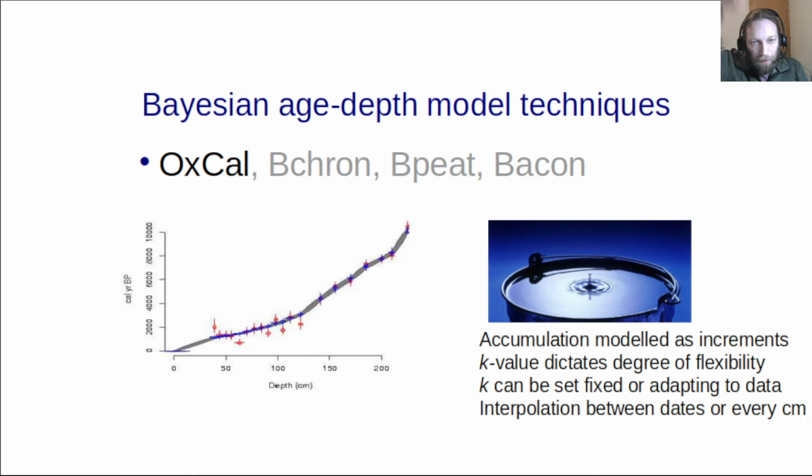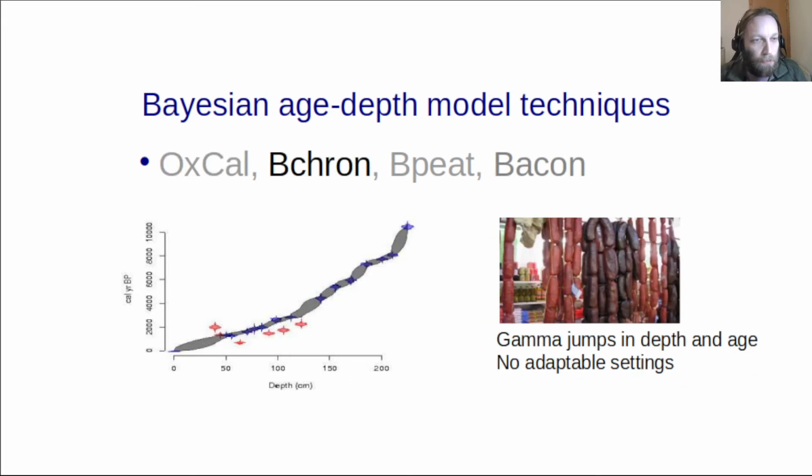Now, the P_Sequence in Oxcal mimics, in a way, drops of water falling into a bucket, and that's how the site accumulates. And there's a value k, a parameter, which you can set to be very small drops or bigger drops. So the user can set to a degree how the site accumulates. Then we've also got Bchron, where there are mostly no user-definable settings, and there you have the different dates connected by expanding blobs, a bit like a string of sausages.